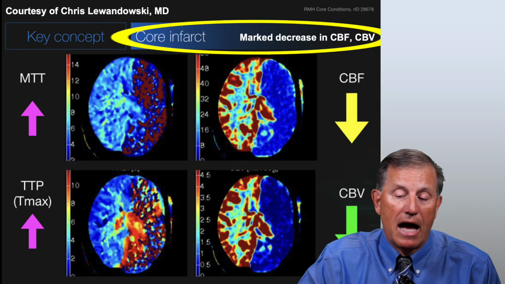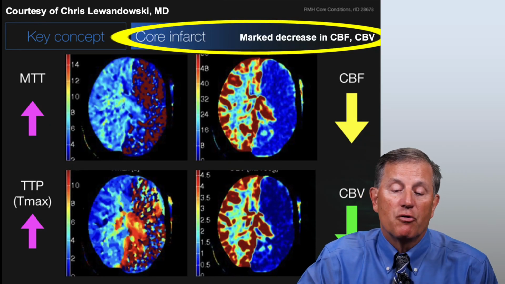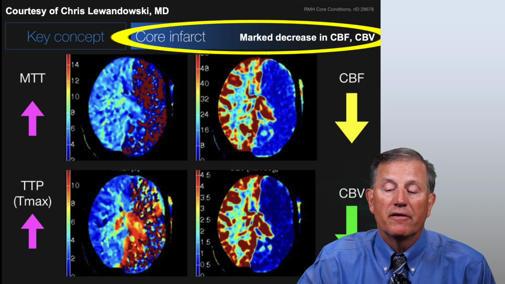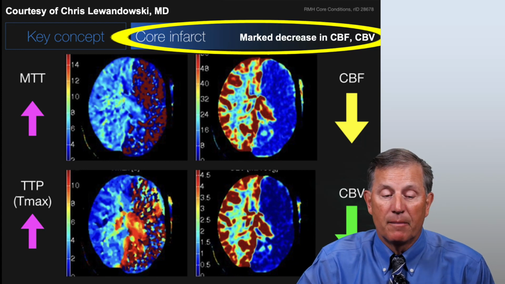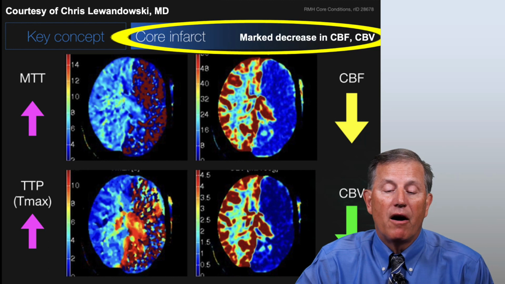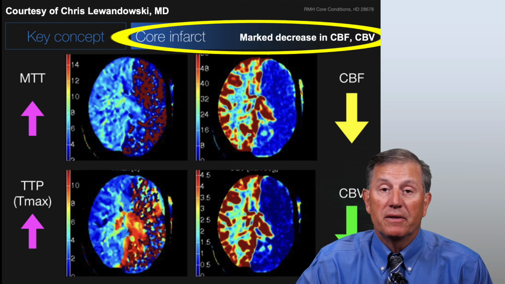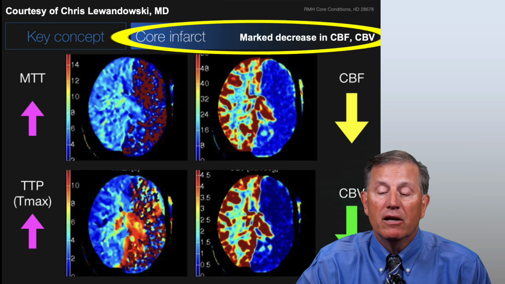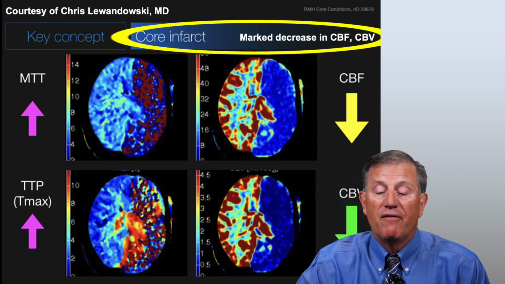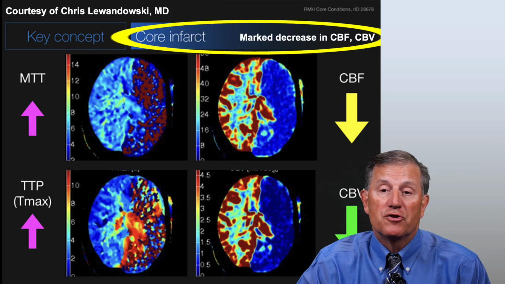Courtesy of Chris Lewandowski, here's some pictures that demonstrate the difference between the core infarct and the ischemic penumbra. With the core infarct, the mean transit time and the time to peak are both increased, but this is true of both the infarct and the penumbra. But in the core infarct, you can see here on the right, cerebral blood flow in blue is much diminished, and cerebral blood volume is much diminished. These are characteristics of the core infarct.